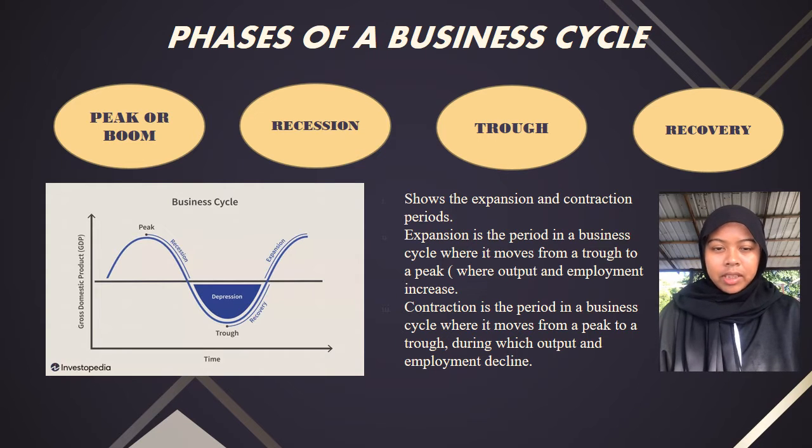What is expansion? Expansion is the period in a business cycle where it moves from a trough to a peak, for example where output and employment are increased. What is contraction? Contraction is the period in a business cycle where it moves from a peak to a trough, during which output and employment decline.